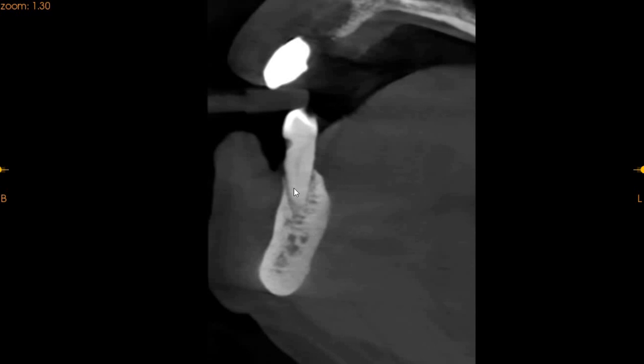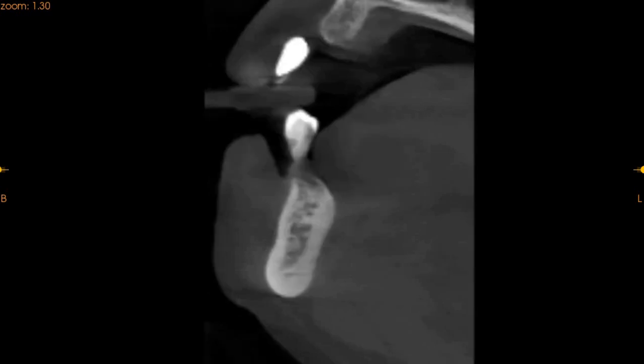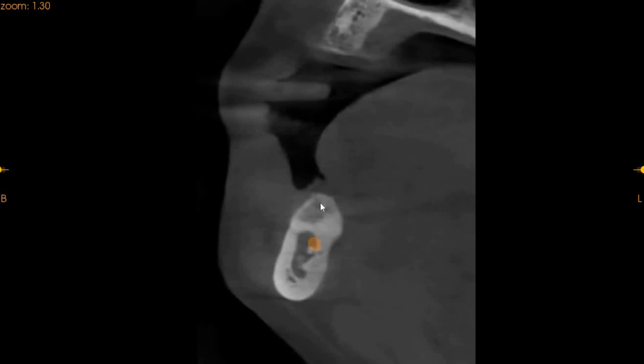In the lower left quadrant, we've got a significant buccal bony defect in the lateral incisor region. The canine appears to have significant bone loss, but at the same time does not show any periapical pathology. Moving distal to this tooth, we've got very insufficient bone in terms of bone height.